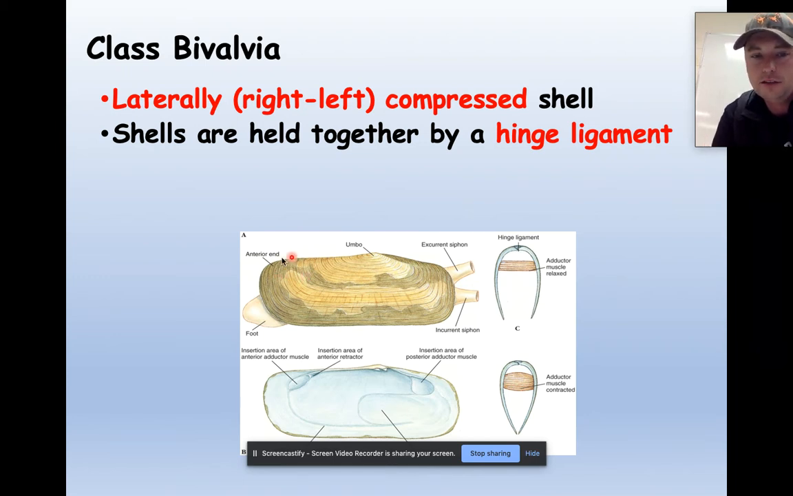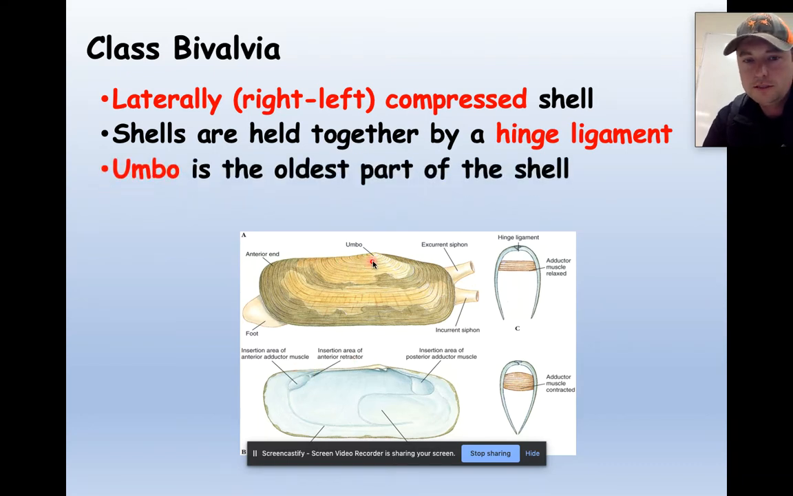The anterior end is typically going to have the foot located there and most of your visceral mass organs, with the posterior end housing the two siphons, the excurrent and the incurrent. All of these are held together, the closing of it, by this hinge ligament right there. If you take the mollusk and pry it apart, you'll see a pretty remarkable little hinge joint, which is really nice.